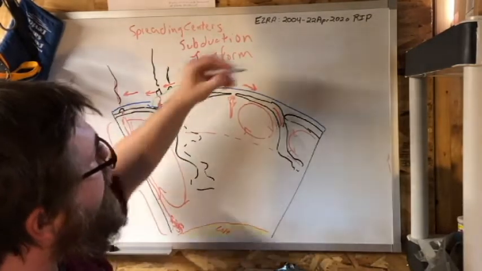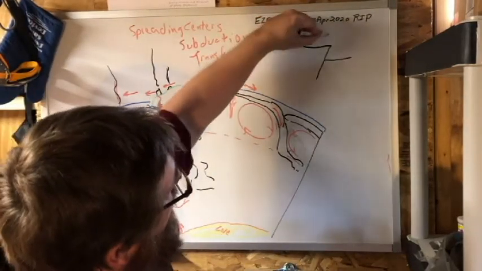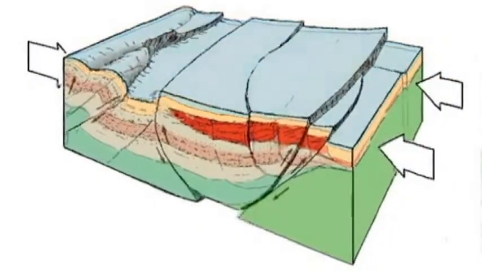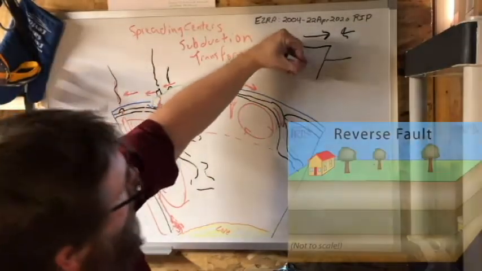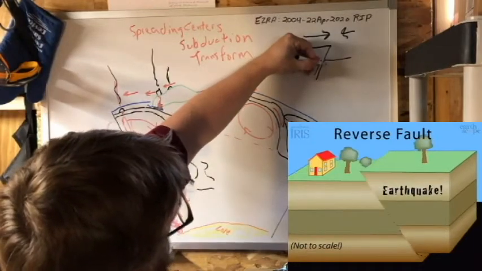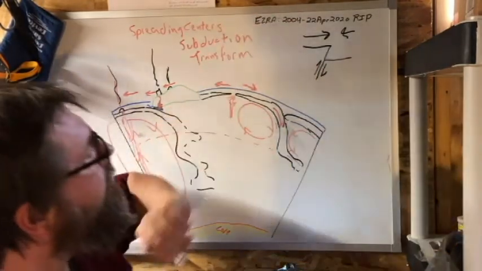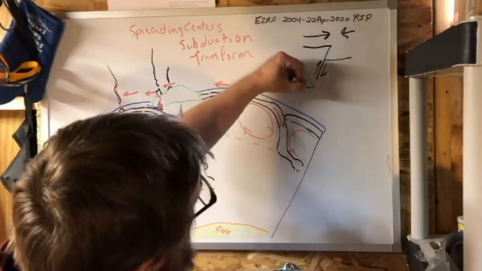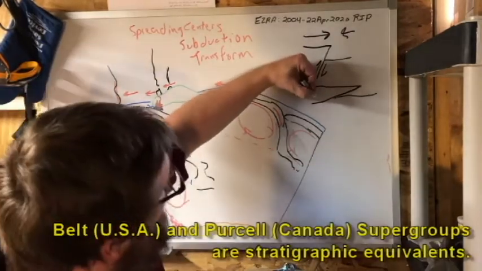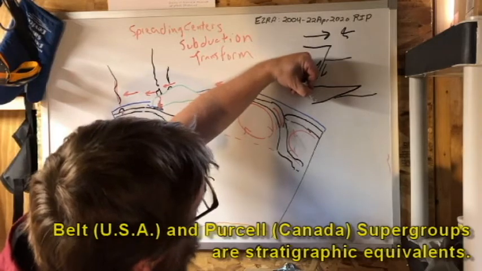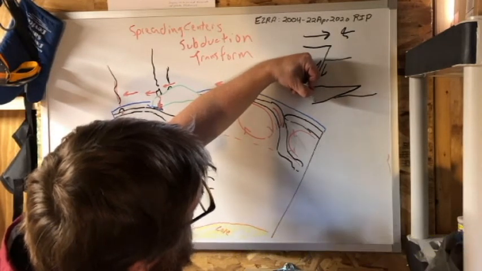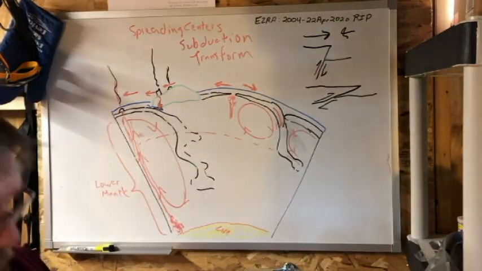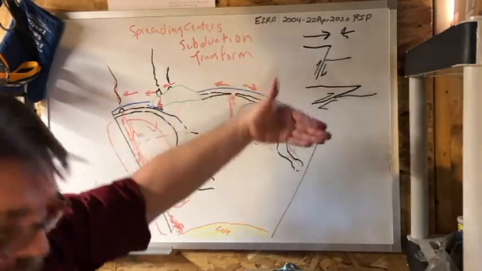A reverse fault forms from compression. So this would form reverse faults, when this block moves up relative to this block. And if it's shallow enough, you get what's called thrusting, like in the Belt Supergroup area out west and in Canada, where this moves up relative to this. So that's reverse. And these are cross sections into the earth.